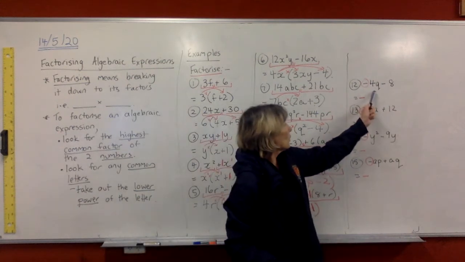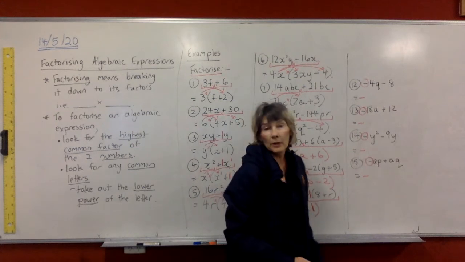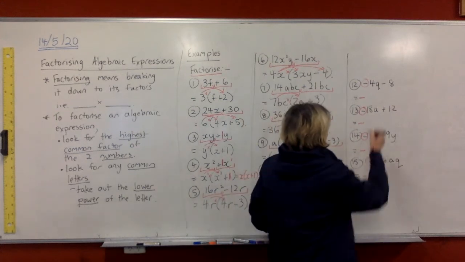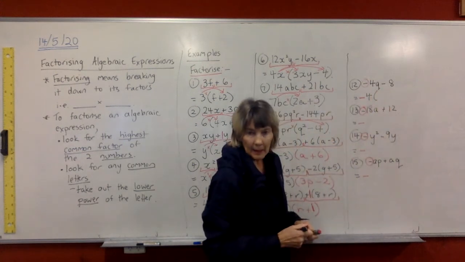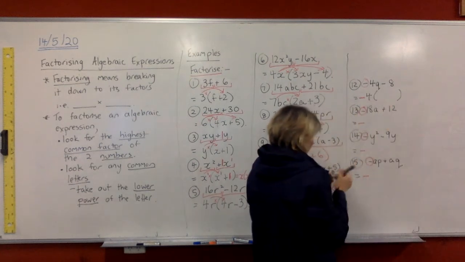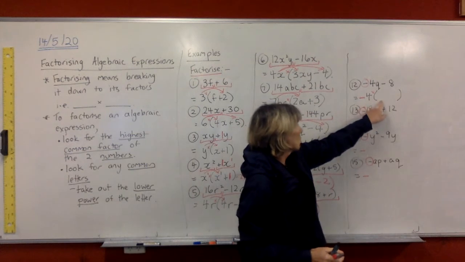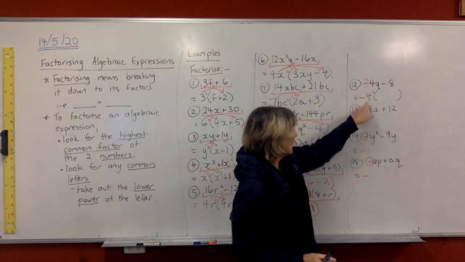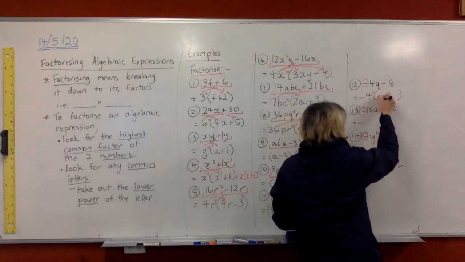So we've got 4q and 8. The highest number that goes into 4 and 8 is 4. Write it down. Open up your bracket. And you've got to be careful with the negatives, so we don't make a mistake here. So let's think. Minus 4 times what? Well, we took the minus 4 out. We've just got the q left, so write it inside.